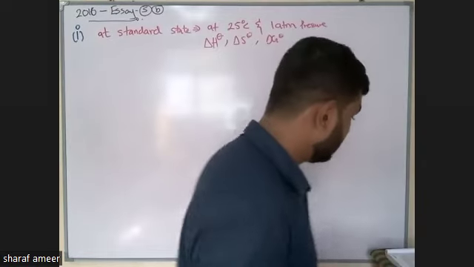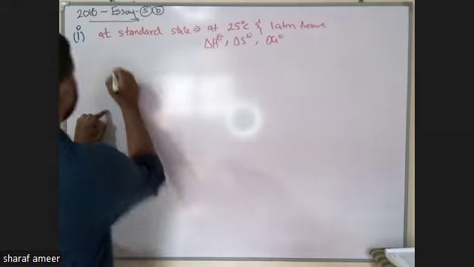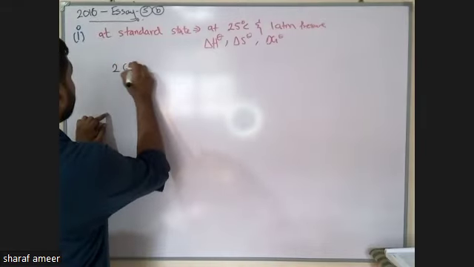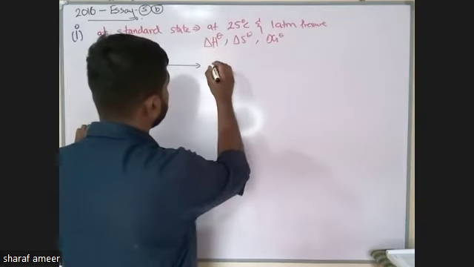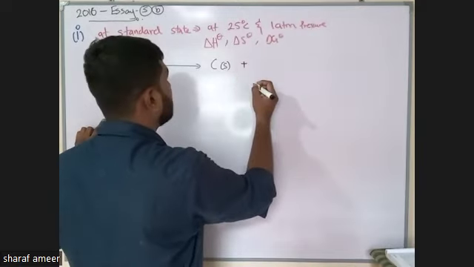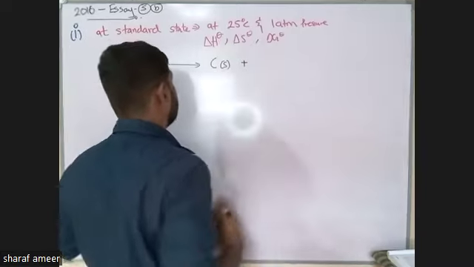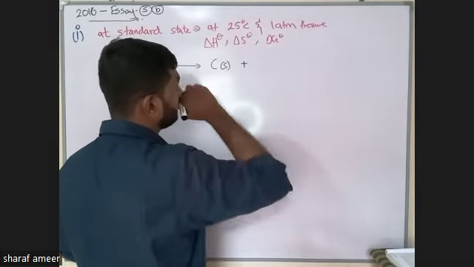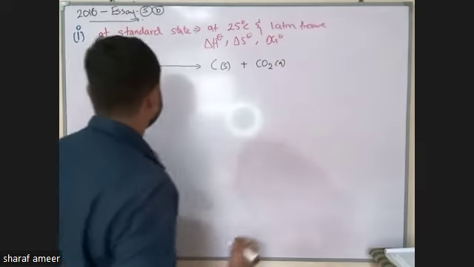Now they are asking for the equation. Two carbon monoxide gas dissociates to give one mole of carbon solid. Carbon can be either graphite solid or diamond solid, but usually it's graphite solid here. And then carbon dioxide gas.